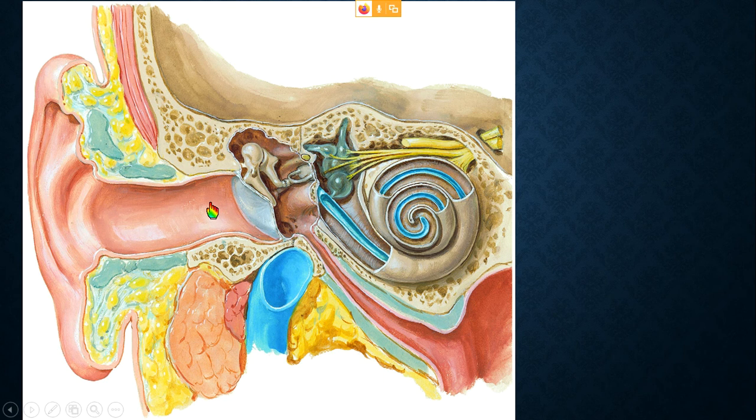So this external acoustic meatus has three parts: pars externa, pars intermedia, and pars interna, and it is an S-shaped curve. It is 24 mm long. Pars externa is directed upwards, forwards, and medially. Then pars intermedia is directed upward, backward, and medially. And pars interna is directed downwards, forwards, and medially.